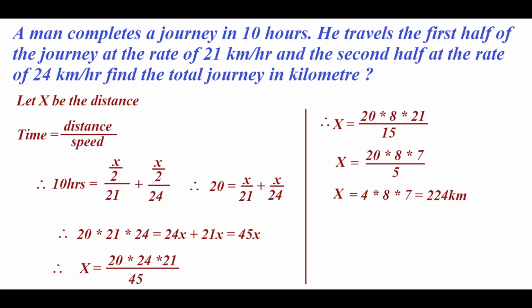20 equals x upon 21 plus x upon 24. 20 multiplied by 21 multiplied by 24 equals 24x plus 21x equals 45x. x equals 20 multiplied by 24 multiplied by 21 upon 45 equals 224 km.